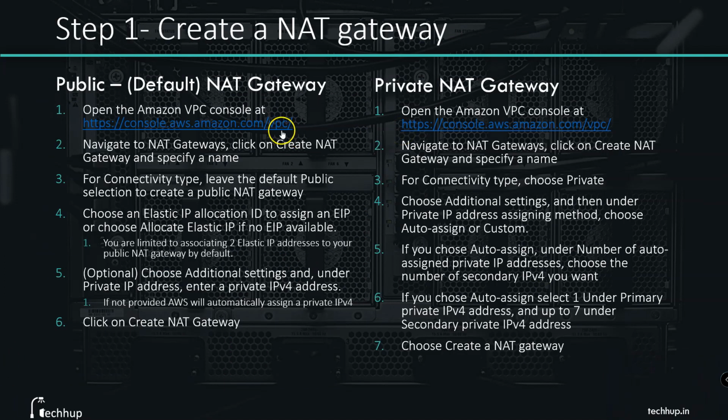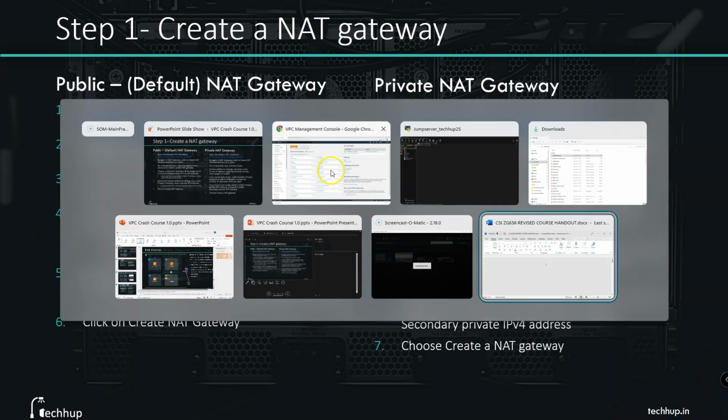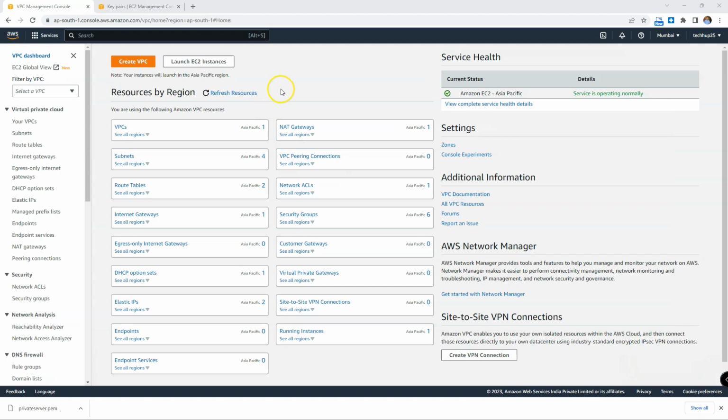So these are the quick steps to create the NAT gateway, but having said that, let's move quickly onto the console and start then and there itself.